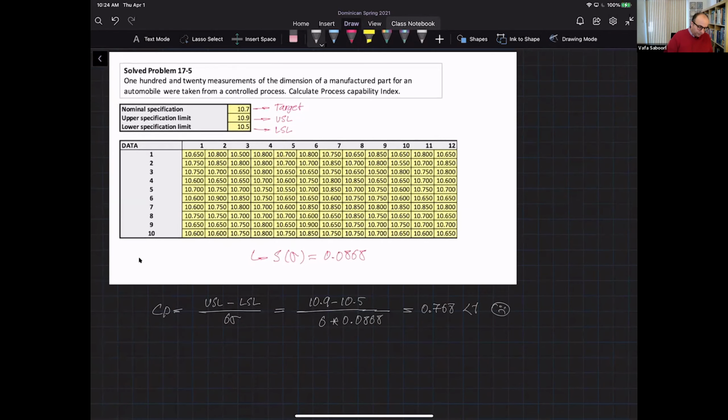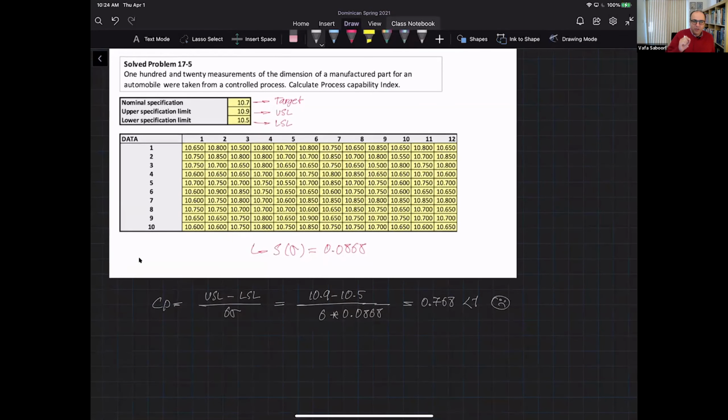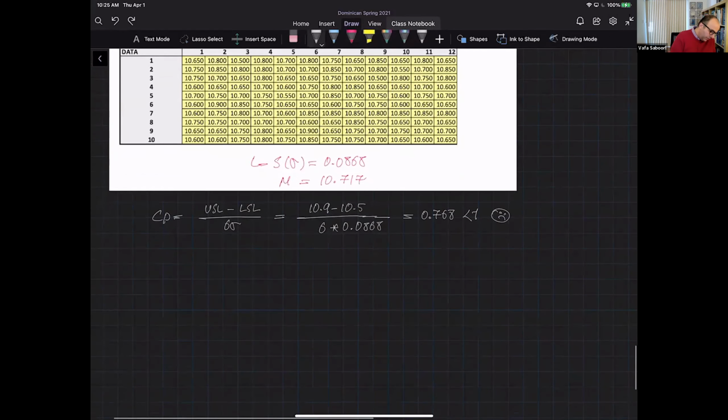Okay, I am unhappy. Now, this process is slightly off target, meaning that if I calculate the mean of all these values, the average here is 10.7171, okay? You see that my target is 10.7, and my process mean is 10.71. So if I stay with one decimal, my process is on target. If I go a little more accurate, my process is off target. So both calculations work. So let's assume that it is off target, okay? So 10.7171, if it is off target, we are gonna use the second formula.